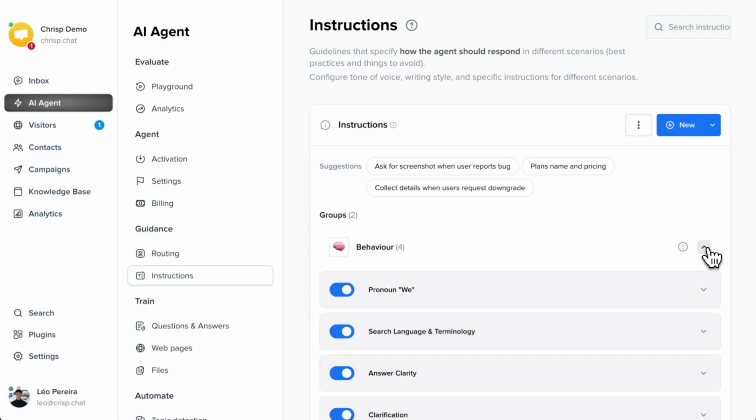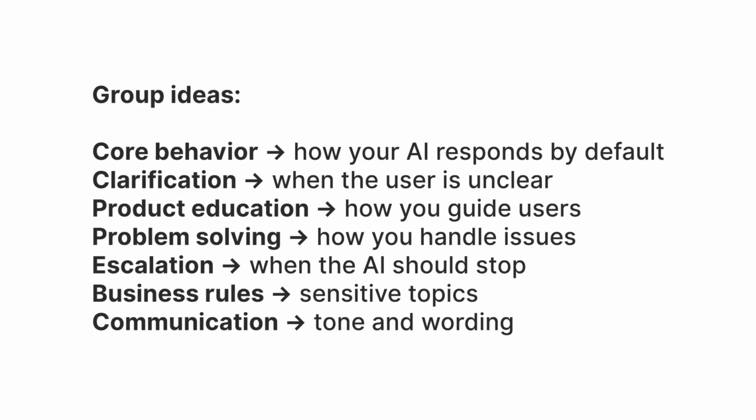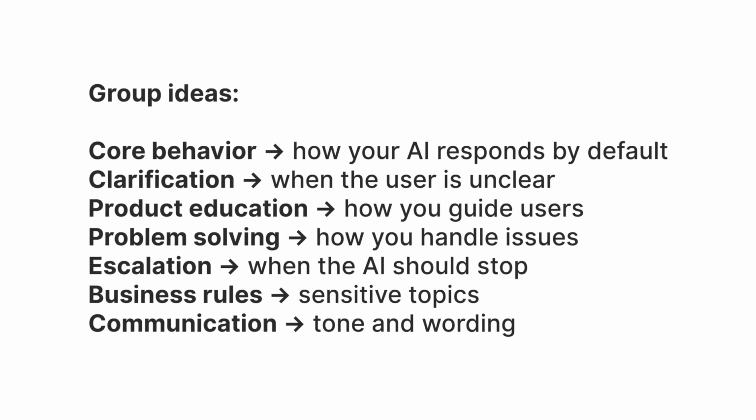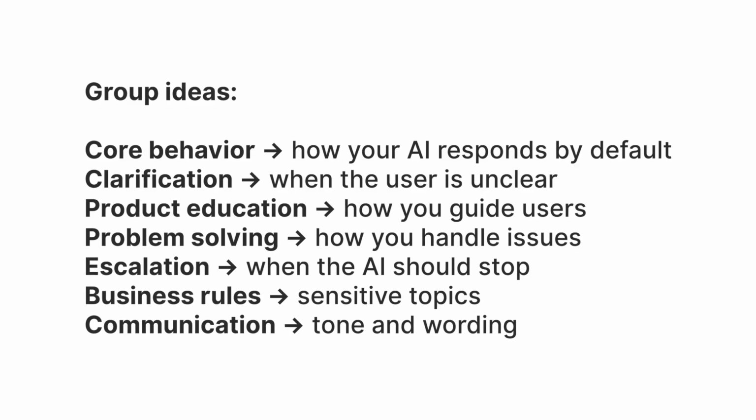Inside these groups, you will define different types of instructions, and you can think of them like this. Core behavior for how your AI responds by default, clarification for when the user is unclear, product education for how you guide the users, problem solving for how you handle issues, escalation when the AI should stop, business rules for sensitive topics, and communication for the tone and the wording. But this is just a structure, you don't need to fill everything, especially if you are starting. Personally, what I recommend is to start with what matters most for your use case.